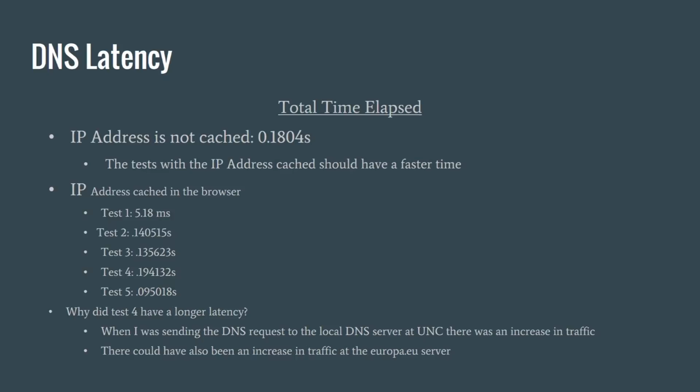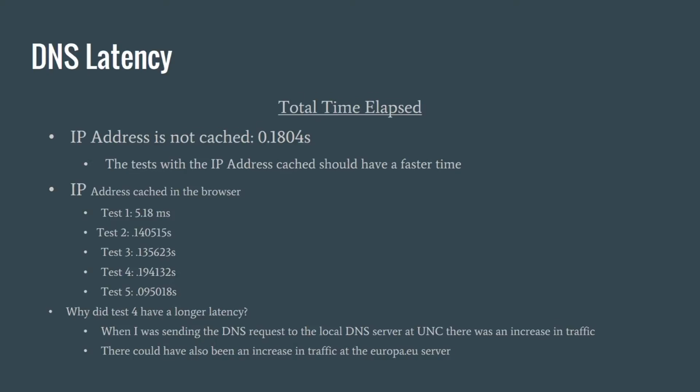So as you can see, for test 1, it was 5.18 milliseconds. Test 2 was 0.140515 seconds. Test 3 was 0.135623 seconds. Test 4 was 0.194132 seconds, and test 5 was 0.095018 seconds. So you probably are wondering now, why was test 4 longer if the IP address was cached?